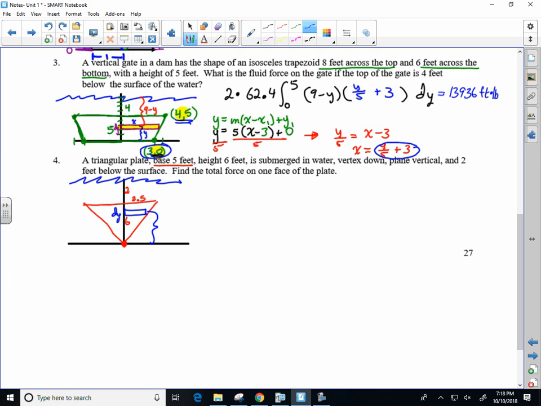This distance again is y units because this is the distance away from the x-axis. Distance down from the surface of the water would be, we have a total of 8 units, so 8 minus the y that we don't want. So 2 times 62.4 on the interval of 0 to 6, 8 minus y. Now I just need a function to represent this distance x in terms of y.